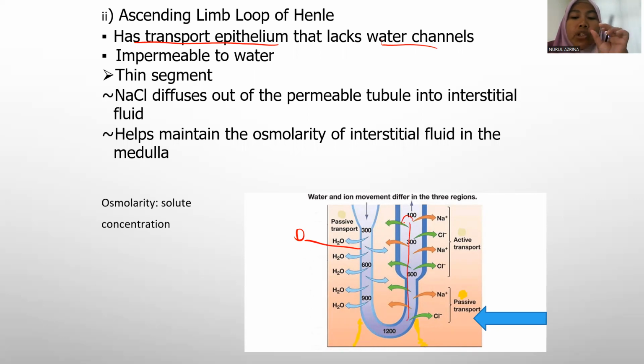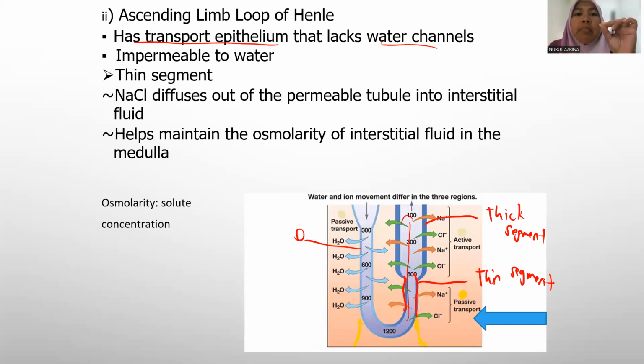The ascending loop of Henle has two regions. The one here we call the thin segment, and over here is the thick segment. Thin segment of the ascending loop of Henle and thick segment of the ascending limb of the loop of Henle. These thin and thick segments actually reabsorb different solutes or molecules. But overall, the ascending loop of Henle is not permeable to water, meaning at this region there is no reabsorption of water. What happens is just reabsorption of salt.